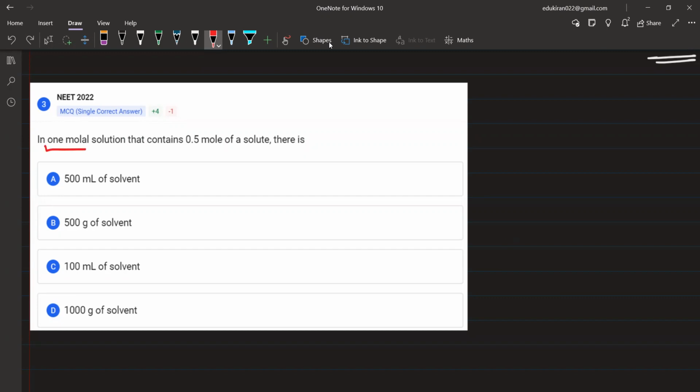Okay, tell me, what is the translation of this one molal solution? What does it mean? Iram, what does one molal mean? Molality is equal to 1 mole per kg. That means 1 mole in 1 kg of solvent. Is this clear? Yes or no? Please tell me guys, all of you. Tell me, is it clear? Yes, sir.